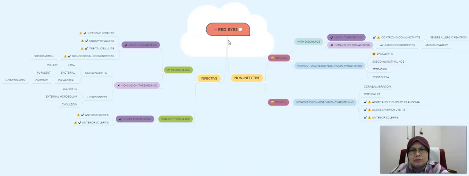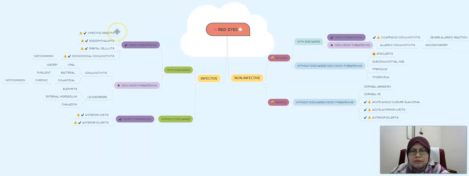First, red eyes is divided into infective and non-infective causes. As for the infective causes, we divide it into red eyes with discharge or red eyes without discharge. So red eyes with discharge, we go into the ones which can threaten the vision. First, most common is infective keratitis.